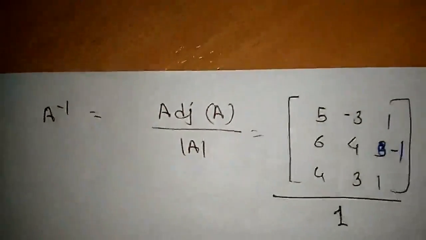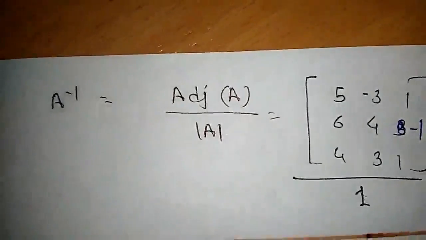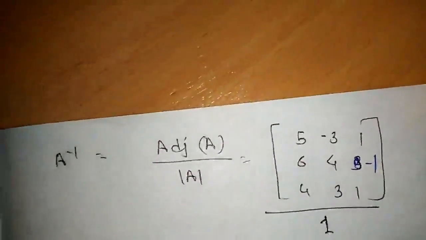So this way I will get the final adjoint of A is equal to 5 minus 3 1, 6 4 minus 1, 4 3 1 upon determinant, which is equal to 1. So this is the first method.